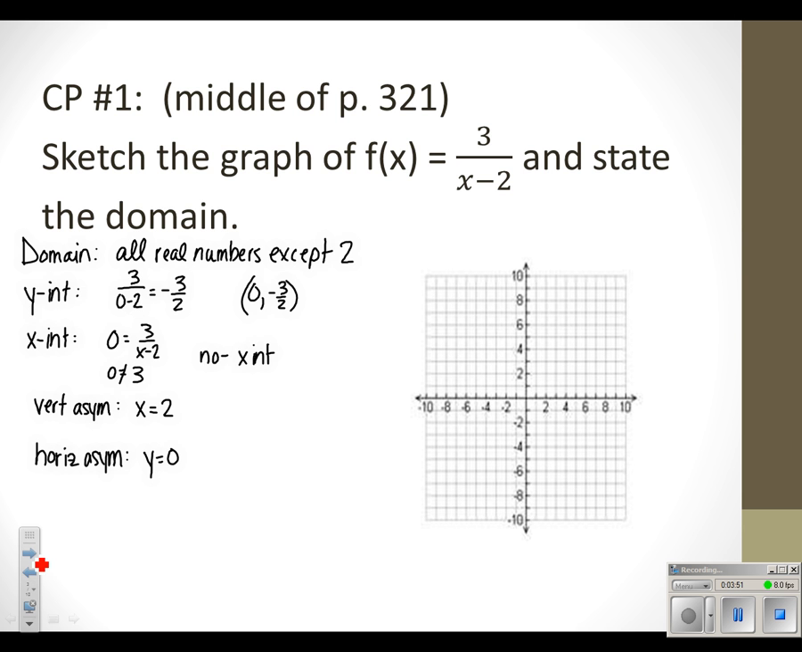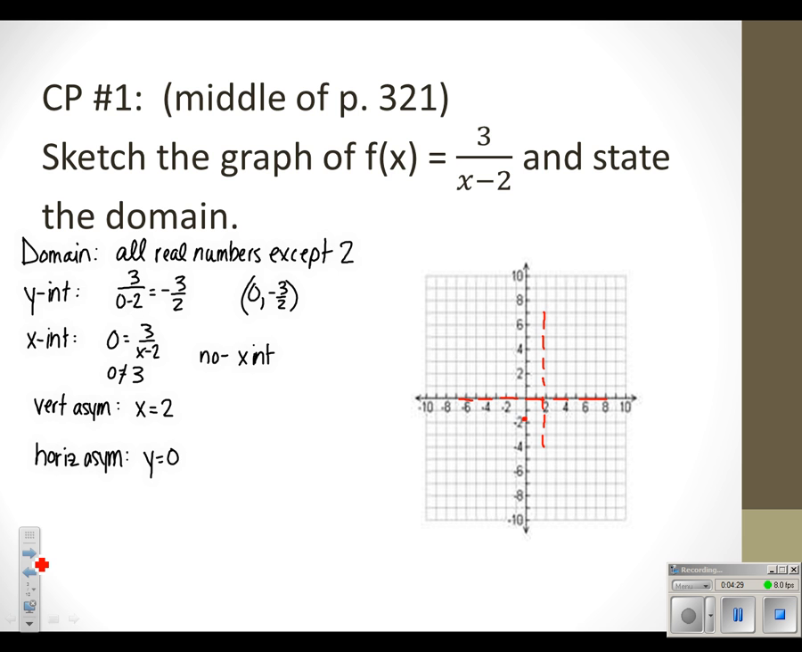So let's get a couple of these things on there. Vertical asymptote is x equals 2. Our curve is not going to cross the x equals 2 line. Our horizontal asymptote is y equals 0, or the x-axis. We know our intercepts. 0, negative 3/2 is an intercept. We did not have an x-intercept, so the next thing that we're going to do is choose a few points and work our way toward 2 from both the left and the right.